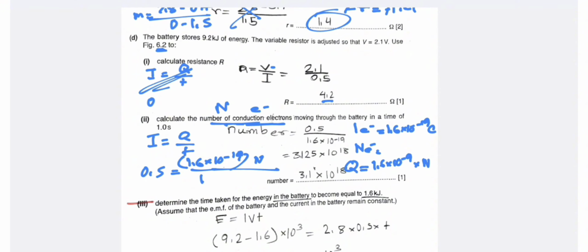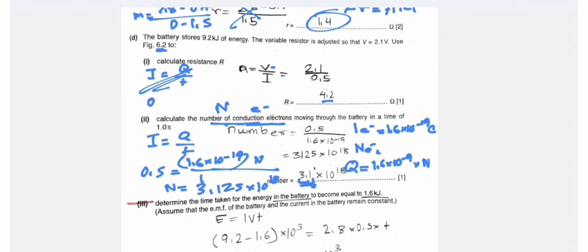So what is the value of n? 0.5 divided by 1.6 into 10 to the power minus 19. So the value of n that we get is 3.125 into 10 to the power 18, or approximately 3.1 into 10 to the power 18 to two significant figures.